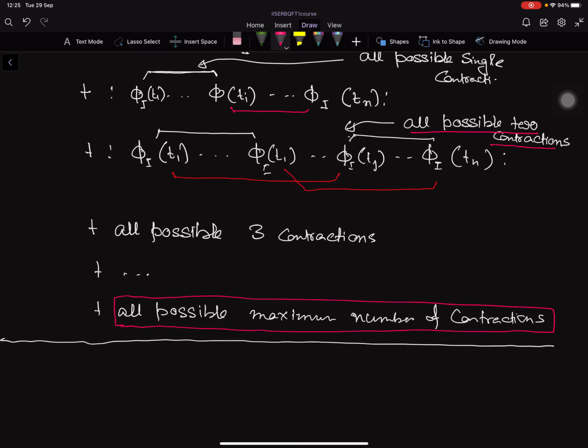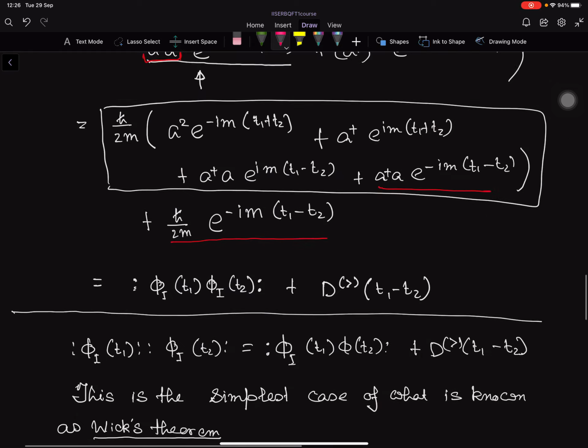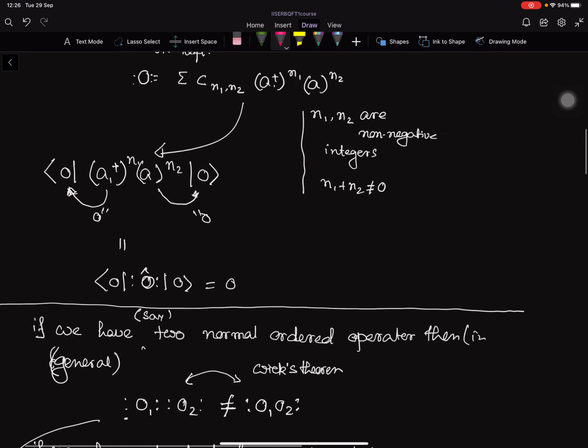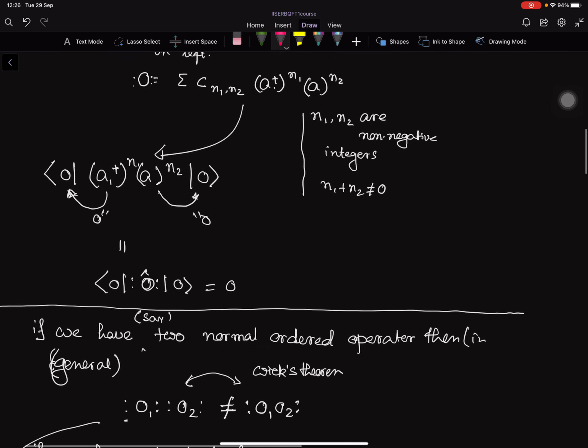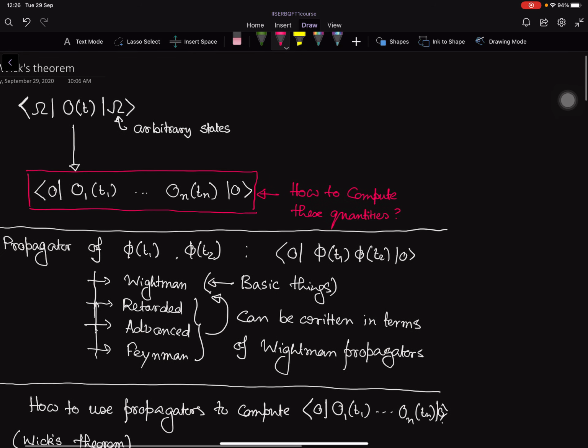Okay, so this is Wigner's theorem. Not Wigner's theorem, sorry. This is called Wick's theorem. We will prove it, and then we will show how to use this result to compute these quantities.